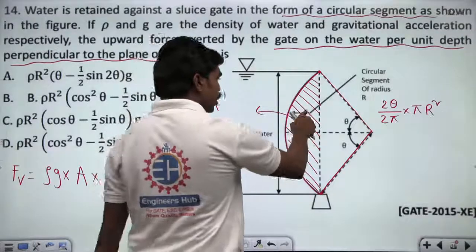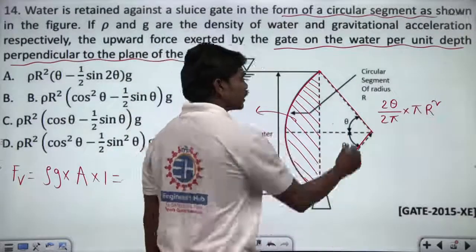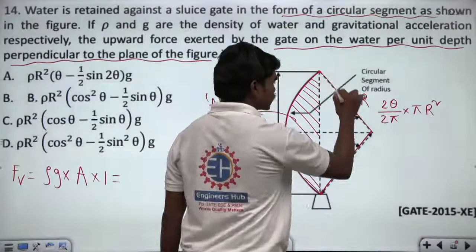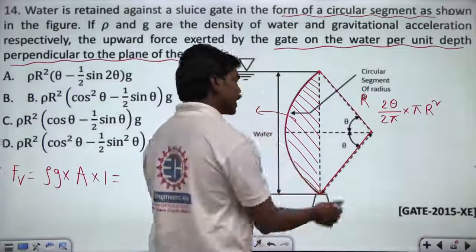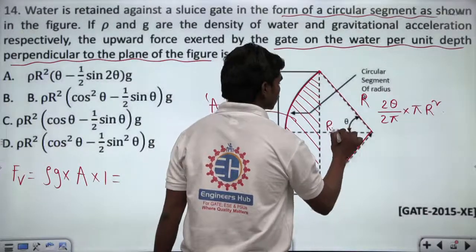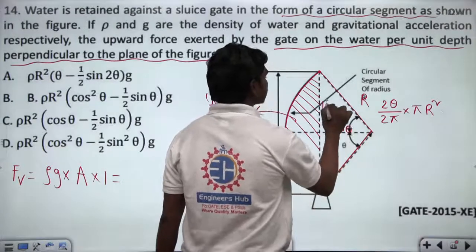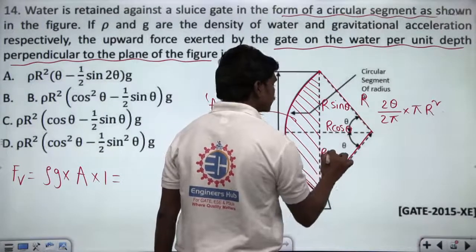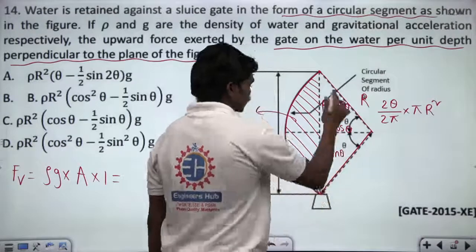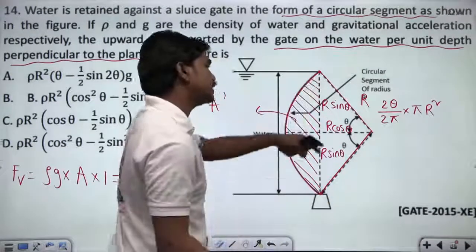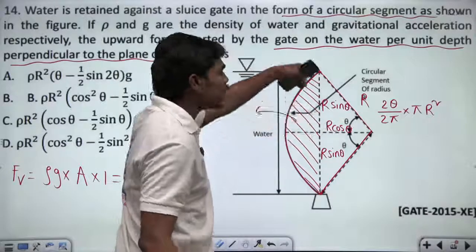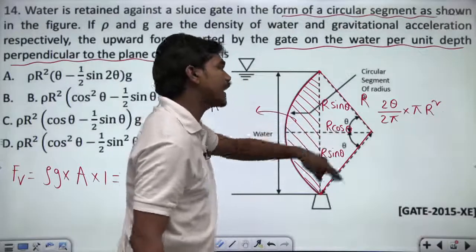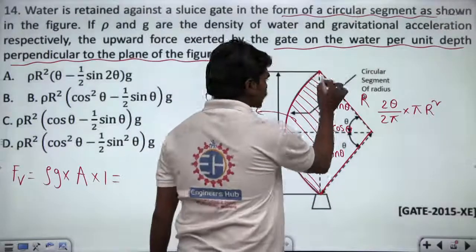Correct? So if you want to subtract the area of these two triangles, look, this hypotenuse is r because this is a circular gate of radius r, and if this angle is theta, then definitely this is r cos theta and this height is r sin theta. Same is the case here. This is r cos theta and this height is r sin theta. So this is a triangle whose base is 2r sin theta, and of course its height is r cos theta.